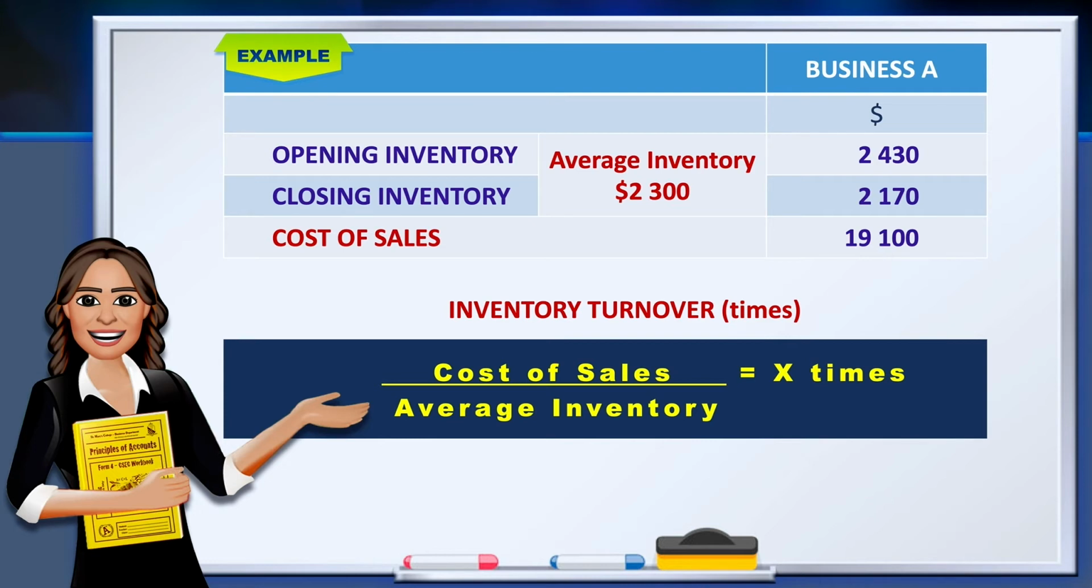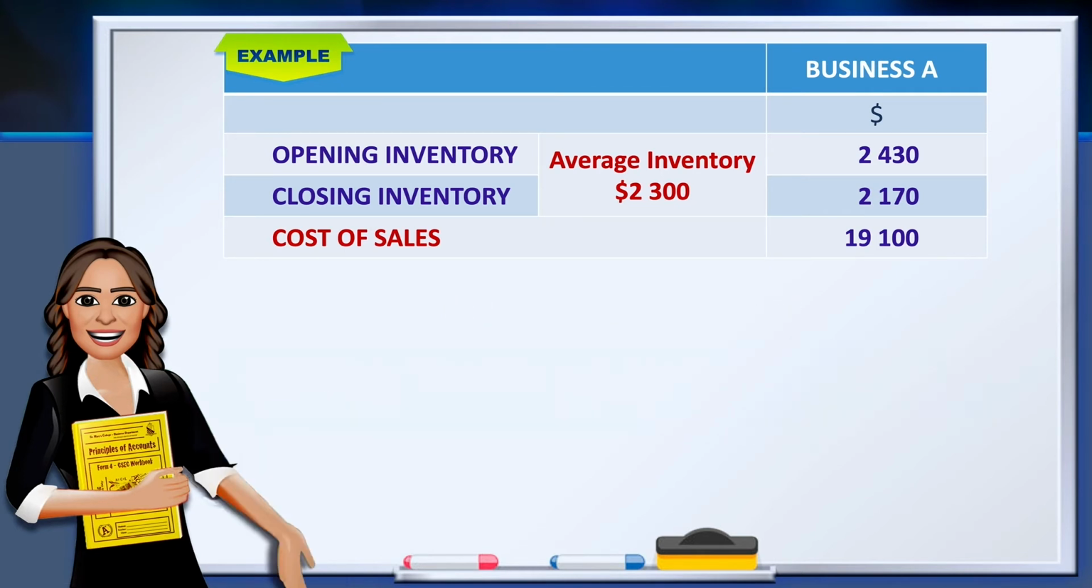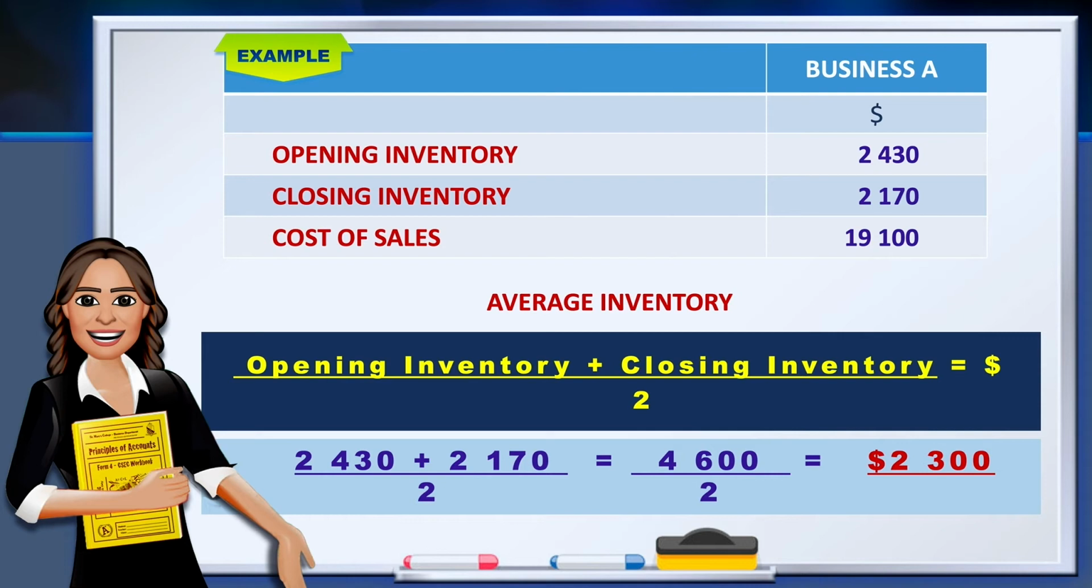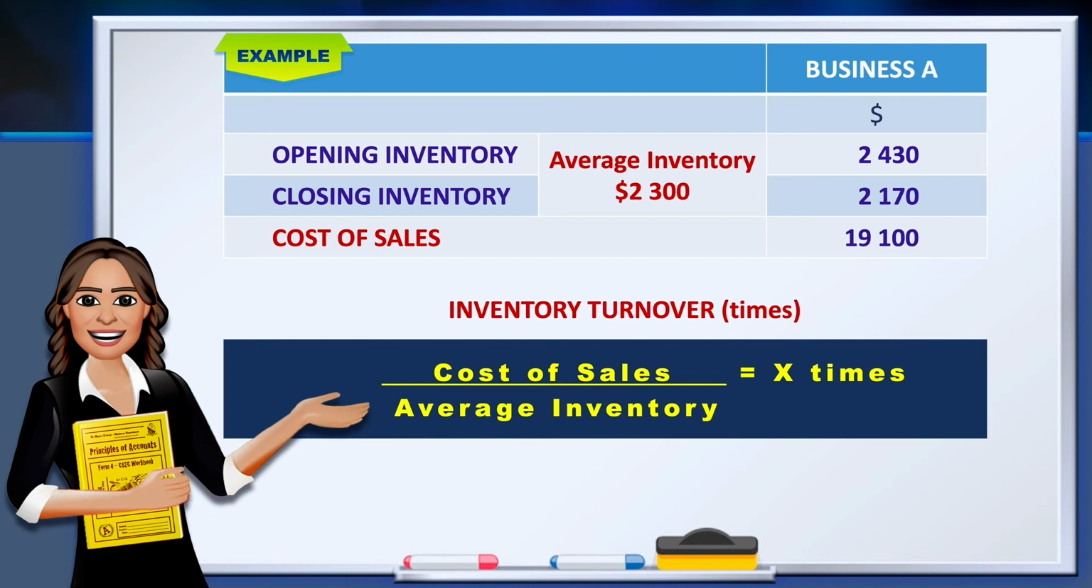We were not given our average inventory. We had to work it out, and we had worked it out previously because it's the same figures that we're using. So the opening inventory plus your closing inventory divided by 2 gave us an average inventory of 2,300. So as we worked that out, you see I put the answer there for you. So your average inventory is 2,300.